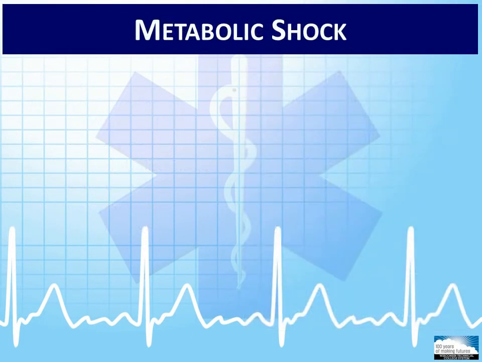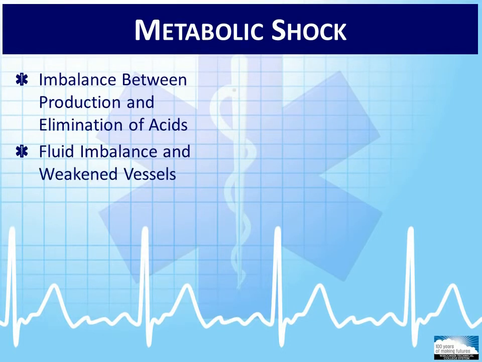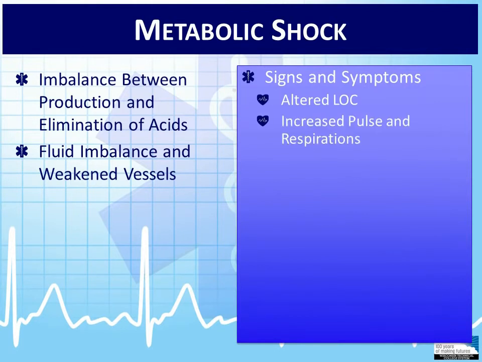Commonly observed in diabetic and dialysis patients, metabolic shock can result when a patient has an imbalance between the production and elimination of acids within the body. A significant fluid imbalance can also result in metabolic shock as well. Patients in metabolic shock may present with an altered level of consciousness, increased pulse, rapid respirations, snoring, dizziness, or weakness.